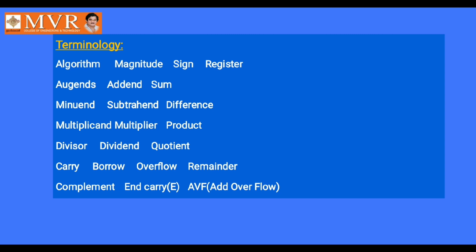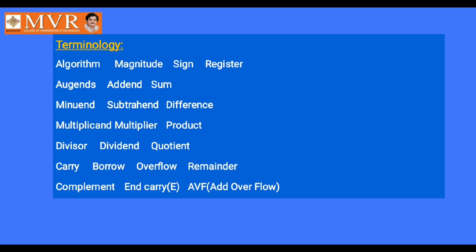Okay, next line contains augend and addend, and sum. When you are performing the addition operation, the 2 numbers are called the augend and addend. The result will be called the sum. And the third line contains 3 terms: minuend, subtrahend and difference. When you are going to perform the subtraction operation, the first variable will be called the minuend, the second one will be called the subtrahend. The result will be the difference. Whereas the next line contains multiplicand and multiplier, and the result will be called the product. And the fourth operation, division: dividend, divisor and quotient.